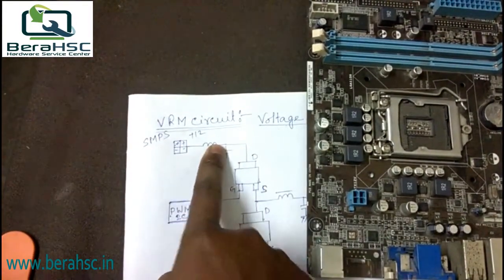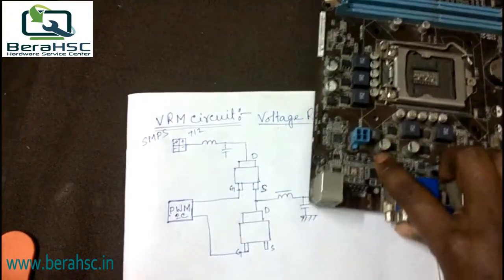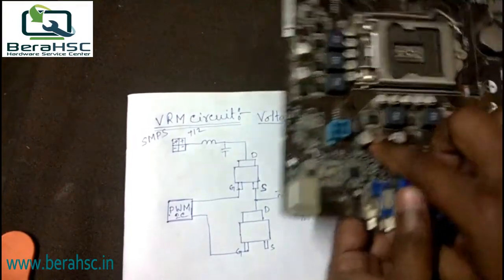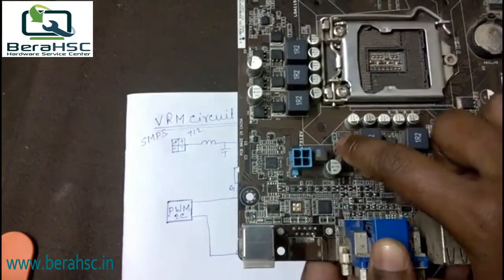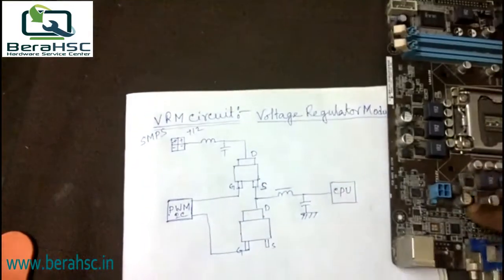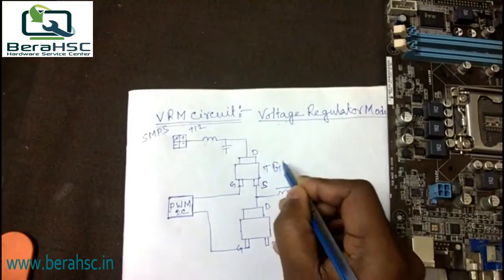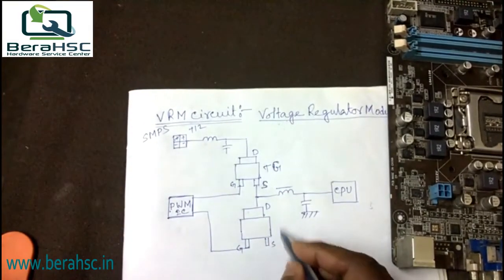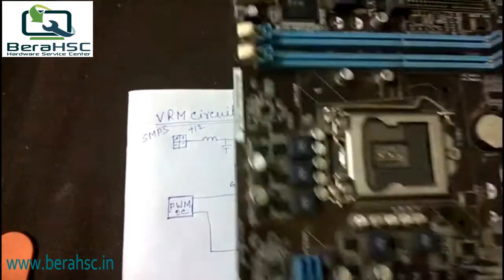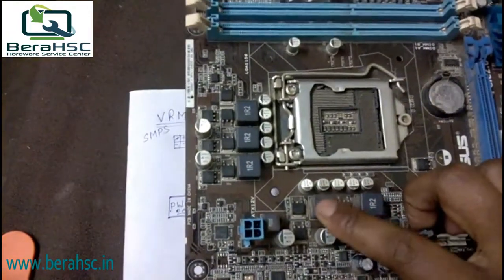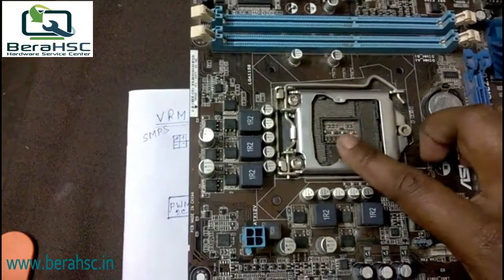This is the input coil, input capacitor. This is the N-channel MOSFET, this is the top gate MOSFET, TG, and this is the bottom gate MOSFET, BG. And this is the output coil, output capacitor, and it goes to this processor section.